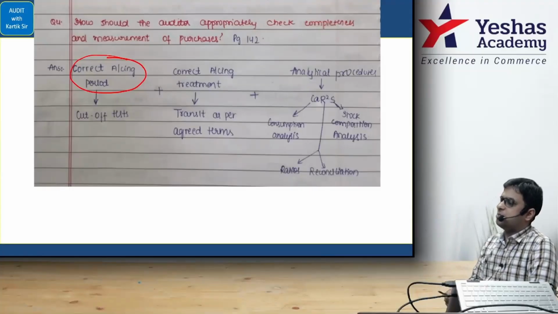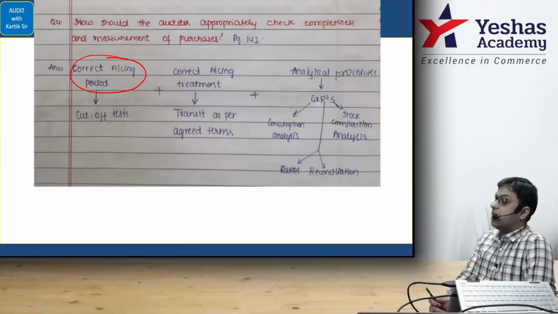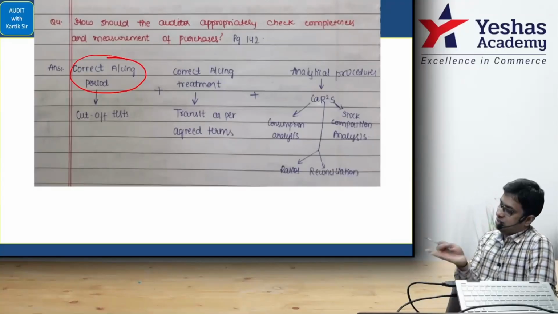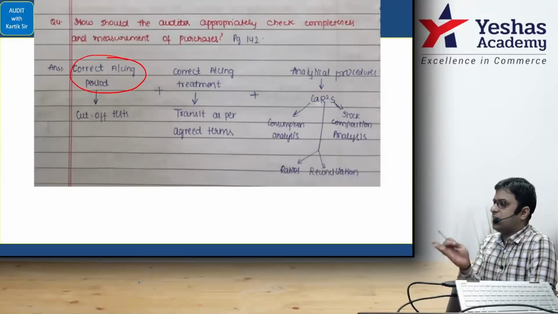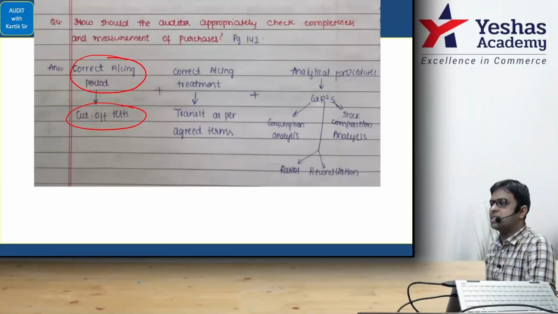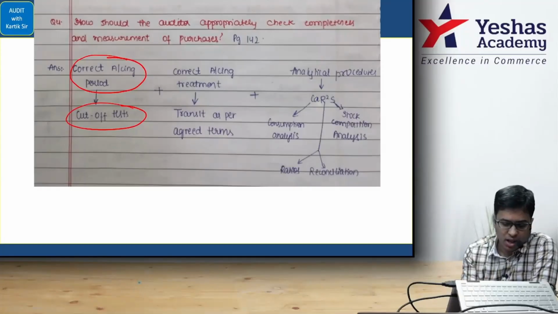Correct. Next year purchase. Purchase made on 30th March, delivered to you on 5th April. So it will go by 31st March. So you have to do a cutoff test. Remember this area? Cutoff test. The auditor should see whether correct accounting treatment is made for that year.